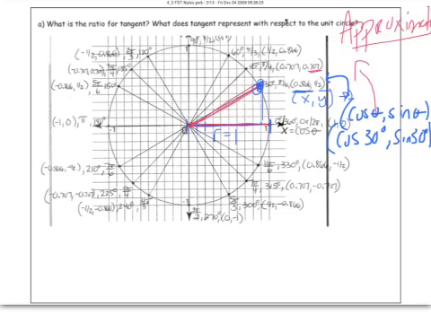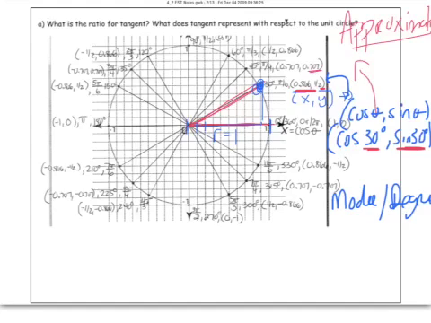So if you go into your calculator, you have to make sure you're in the degree mode. So look at the mode button on your calculator. Double check it says degree. You do not want it in radian mode. And then all you would do is hit the cosine of 30 on the calculator, and you're going to get 0.866. Then hit the sine of 30, and you should get 0.5.